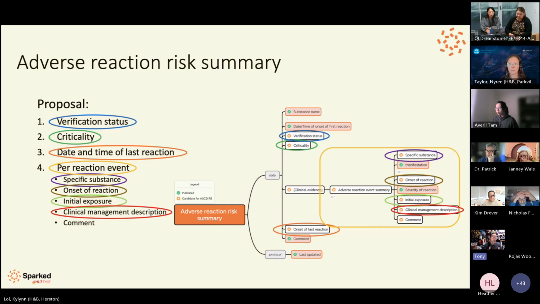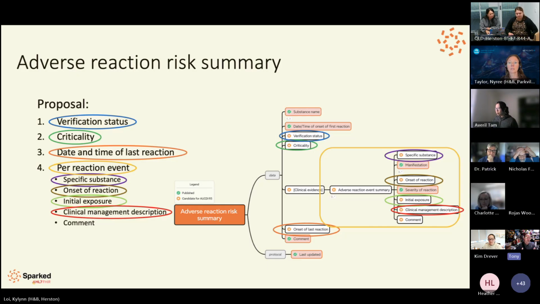Mike, at the moment, it looks as though it's just one reaction. People may have more than one reaction. One reaction may be relatively benign. The other one might be quite serious. But here, I'm not seeing how you differentiate those.